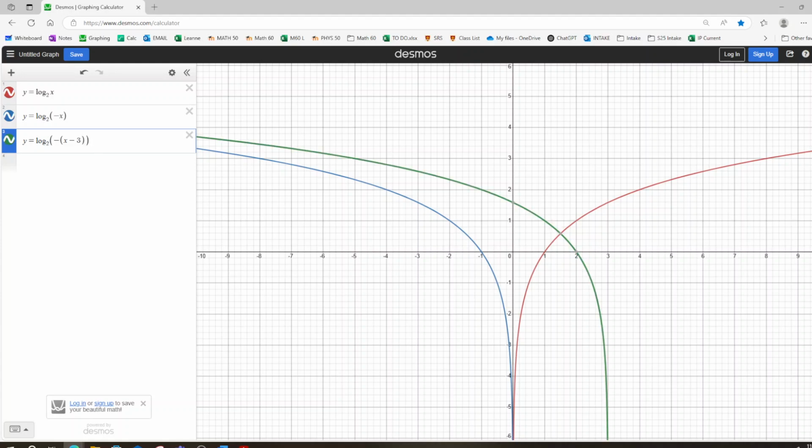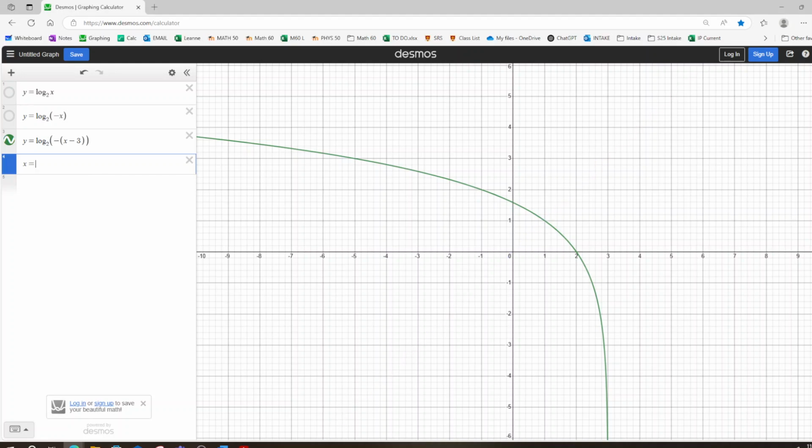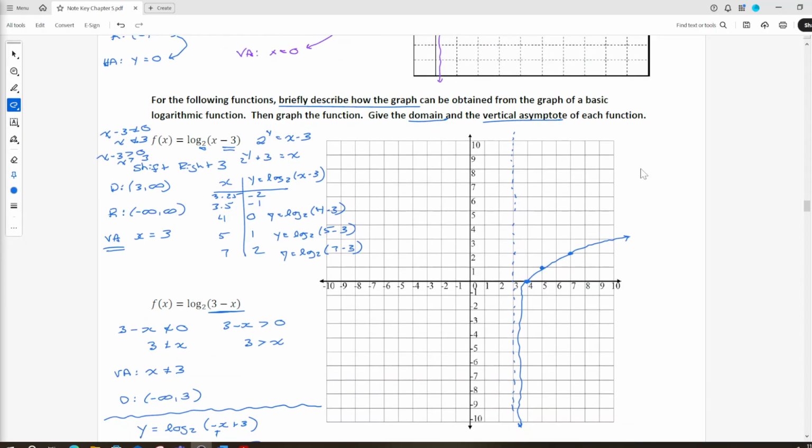So that's going to be this green graph. It's my graph that's been reflected over the y-axis and then shifted to the right 3. Can you see that this green graph is my final graph? It has a vertical asymptote at x equals 3, and the domain is that x is all values less than 3. Great. Okay, that is what this graph is going to look like.